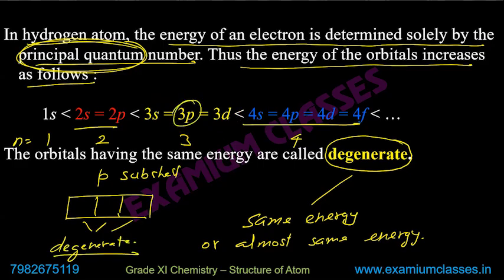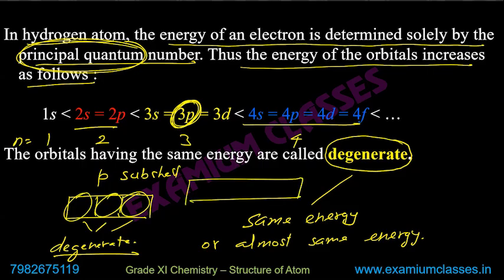When I say 3p, it actually means 3 orbitals. So these 3 orbitals have equal energies. These are degenerate. Similarly, in d, there are 5 orbitals. These are degenerate normally. I'm not saying that these will have exactly the same energy. That's why I have used the keyword here, almost same energy. Then also these are known as degenerate orbitals. Degenerate orbitals are those orbitals which have almost the same or the same energy.